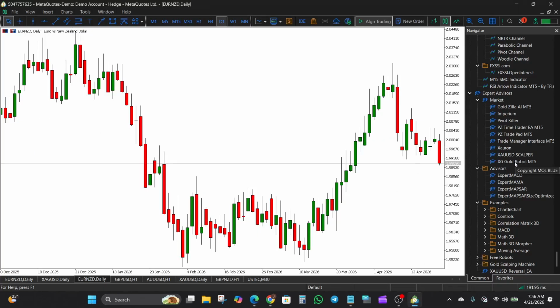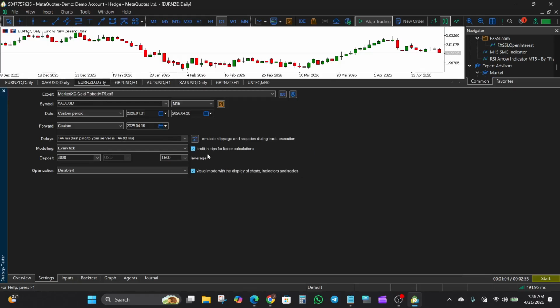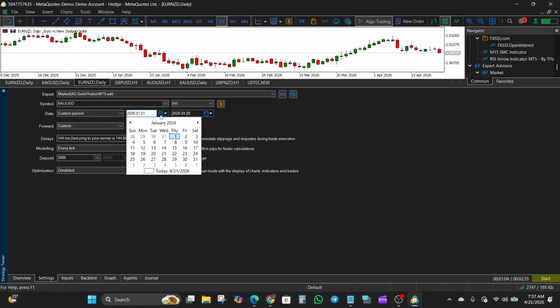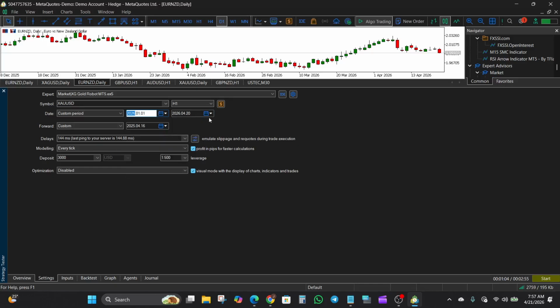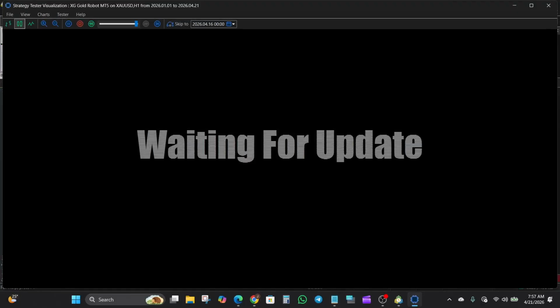So we are going to be testing the XG Gold Robot MT5 using the XAUUSD symbol. We're going to use the 1 hour time frame. Feel free to use whatever time frame you prefer. And then we are going to be testing from the beginning of 2026 till date, as at the time of recording this video is 21st April 2026. Now, as for the delays, I prefer to use the last ping to my server, for accuracy. So let us see how this EA works.